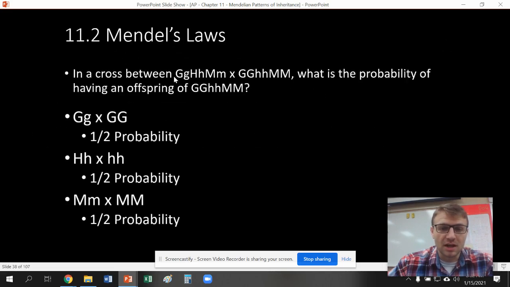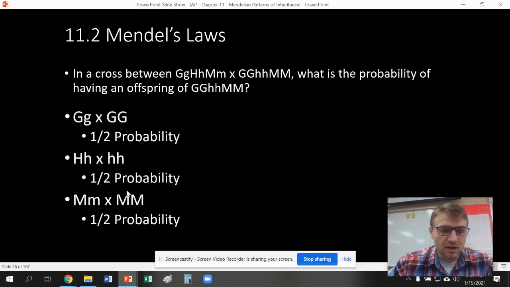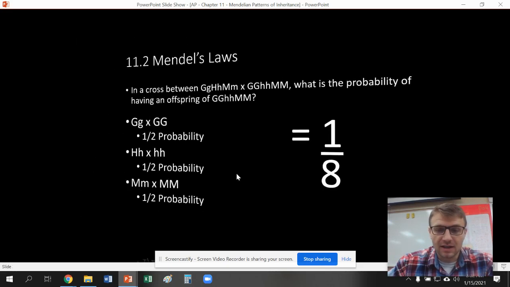Same thing here with the G. I just use different letters here. If we do the combination between big G, little g, and big G, what's the chance we get a big G, big G? If we do the F's, what's the chance of getting little f's? What about the M's? You can see here we have half, half, half again. Again, it's 1/8.